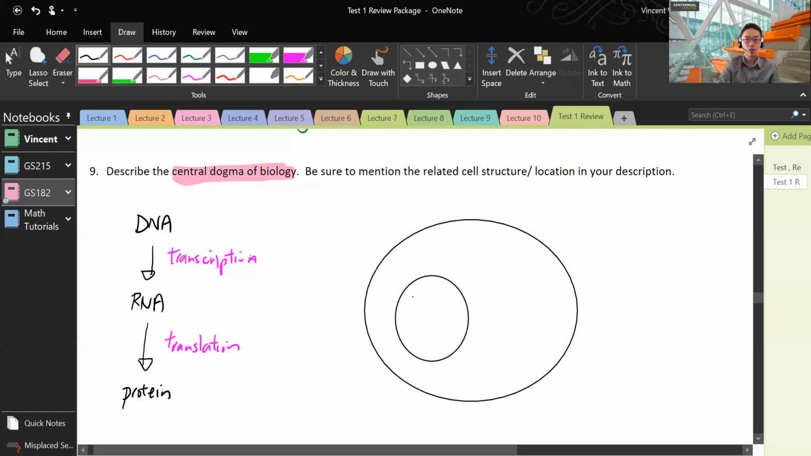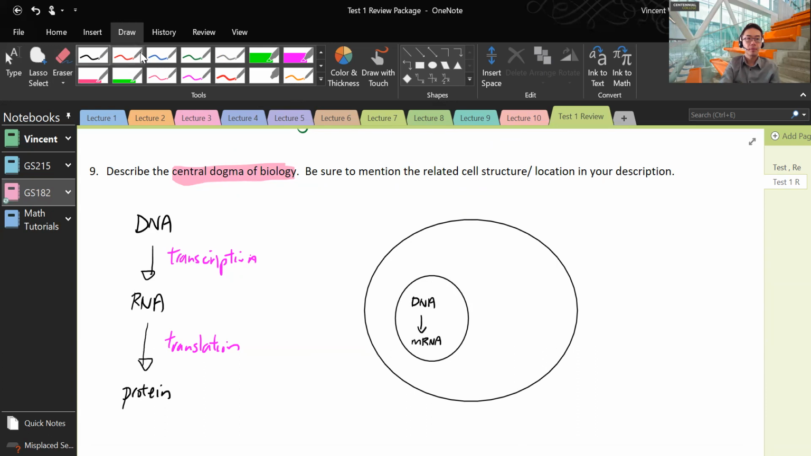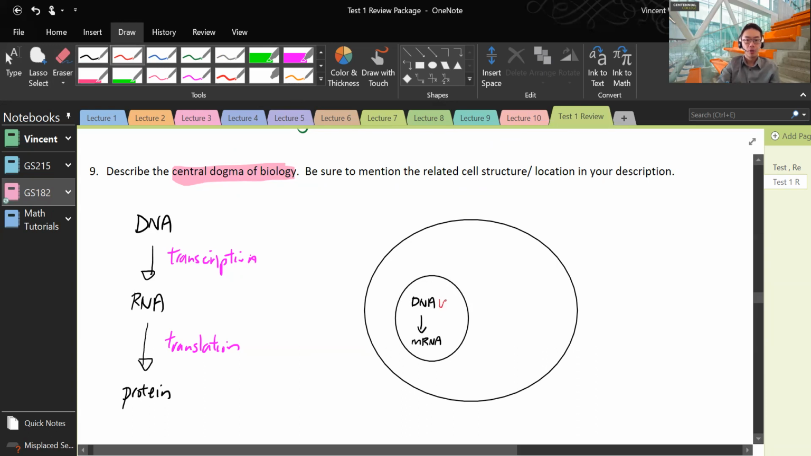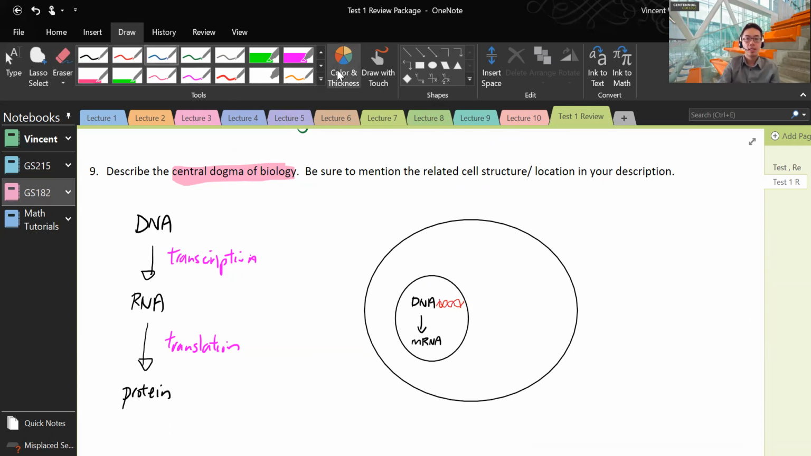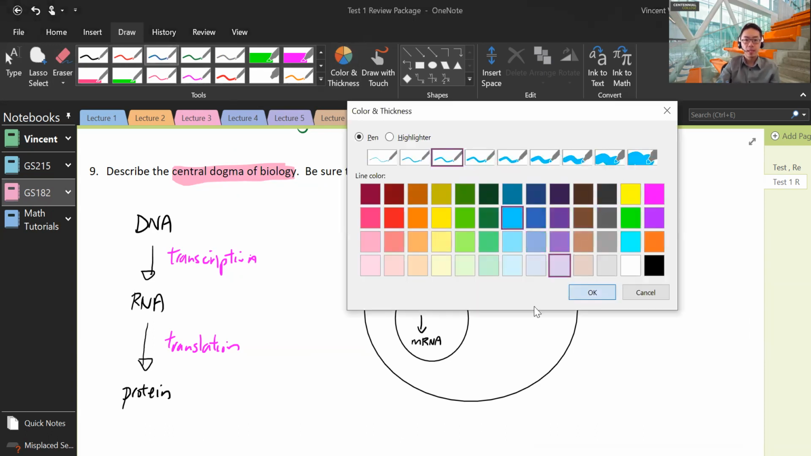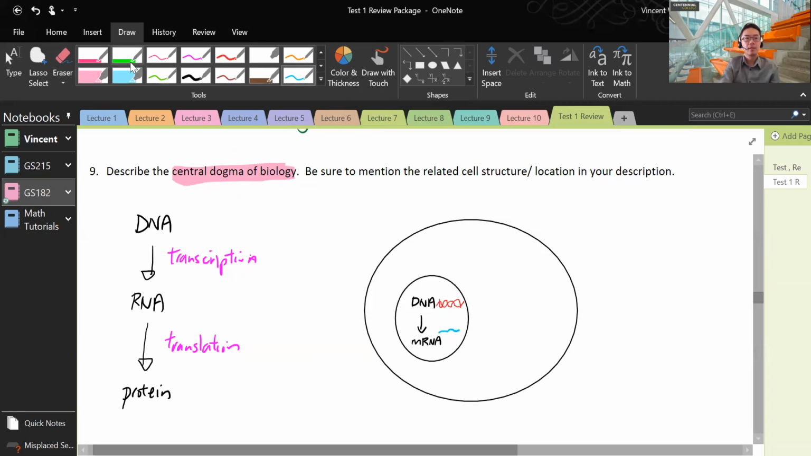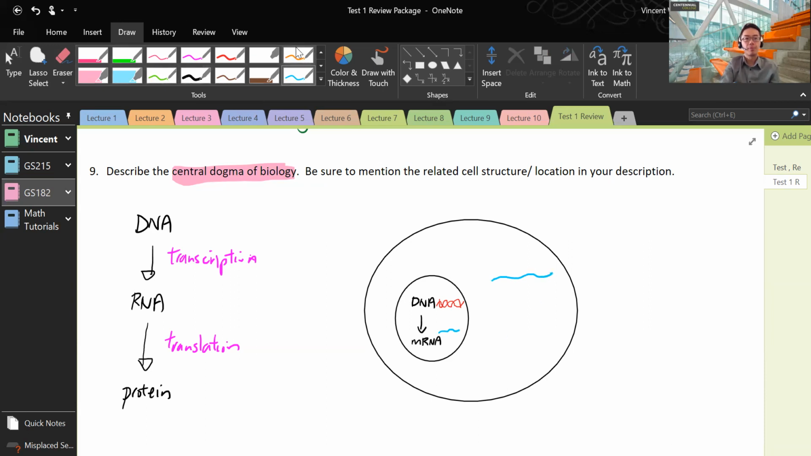Okay. So the transcription happens in the nucleus. We actually create it in the form of the messenger RNA. Okay, so you have your double helix DNA right here. And then the messenger RNA, of course, is going to be single strand. And that will exit into the cytoplasm.